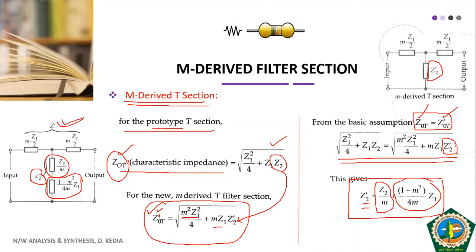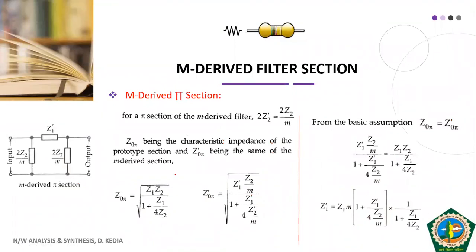I hope everybody understood this. So this is how we have derived the M derived T section. Now we move to the pi section. For the pi section, as I told you, the shunt arms will be divided by M. So here, for the pi section, your shunt arm 2Z2 has been divided by M, which is represented as 2Z2 dash.